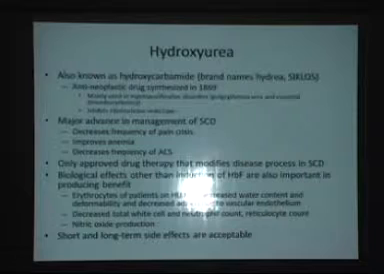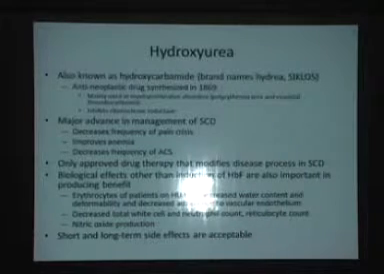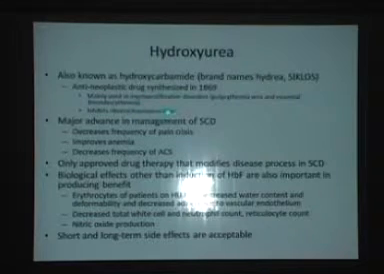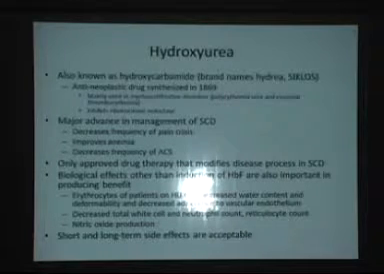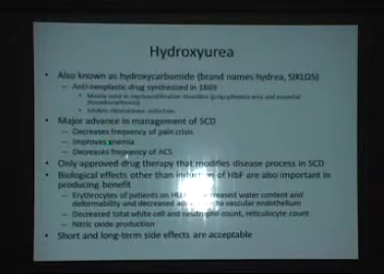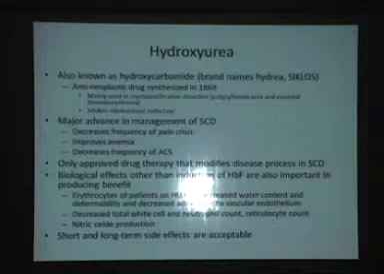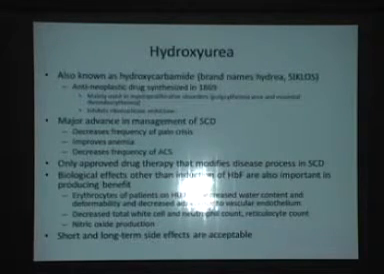Now, hydroxyurea, of course, is also referred to as hydroxycarbamide or Hydrea, the generic name. It's a ribonucleotide reductase inhibitor, and it's been used, of course, for different myeloproliferative disorders. We know that it decreases the frequency of pain crisis, improves anemia, and decreases the frequency of acute chest syndrome in sickle cell patients, and those are the main indications for its use.